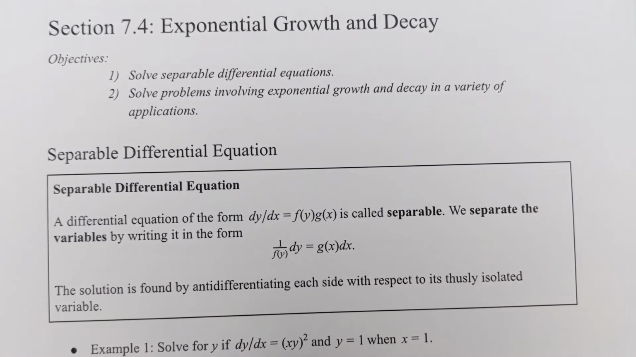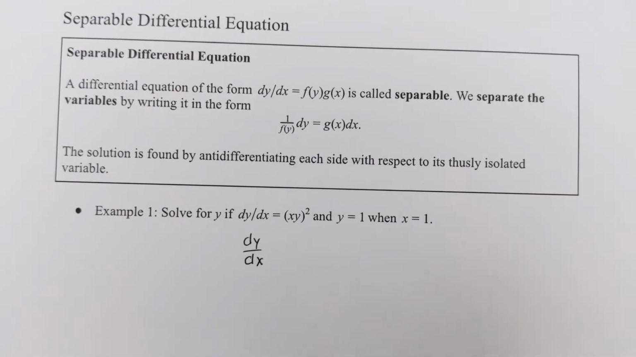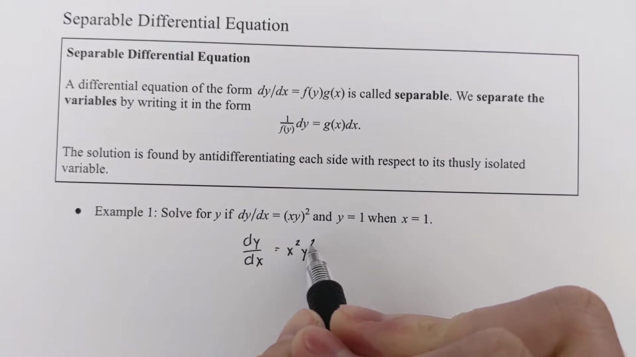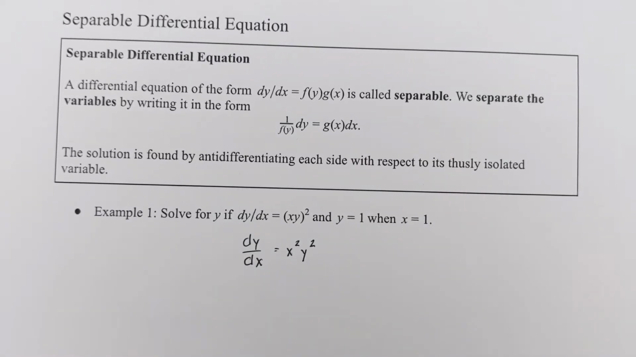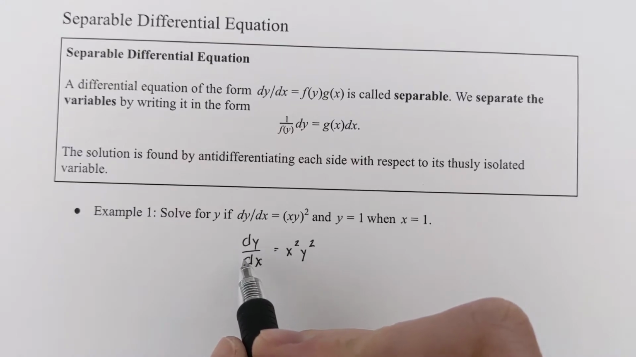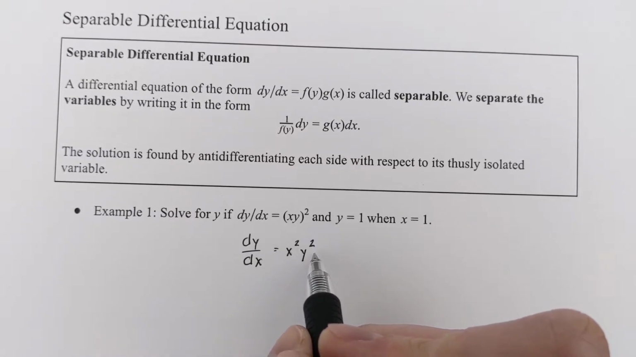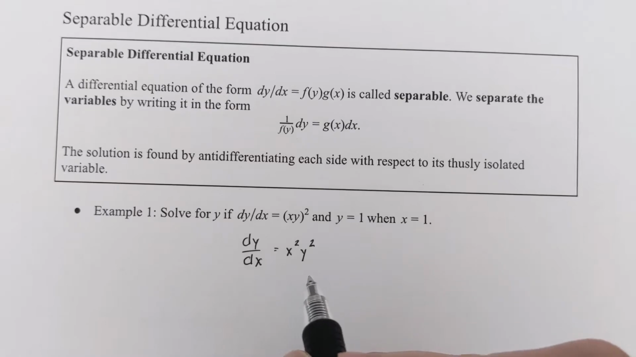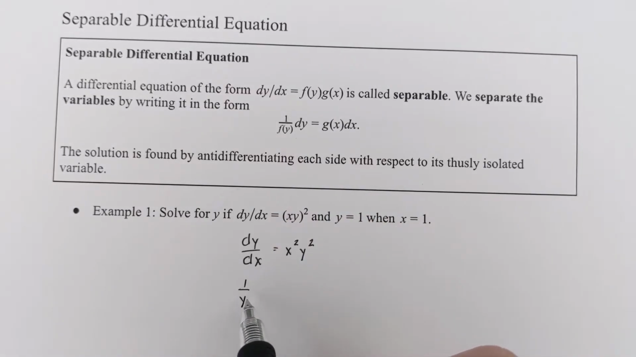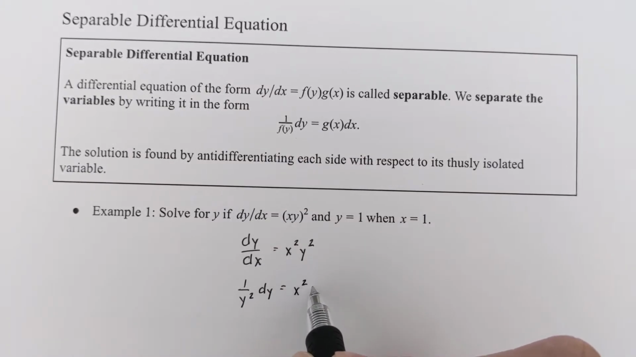So let's rewrite it a little bit to make it easier to see. I want to make this x squared y squared because I need to be able to get my x and y apart. So what's going to happen is dx is going to come over here, and the y term is going to come across. If you notice here, you have 1 over f of y, so it's going to be 1 over y squared dy equals x squared dx. So we've got our variables separated.